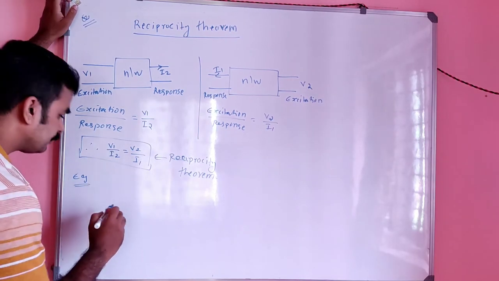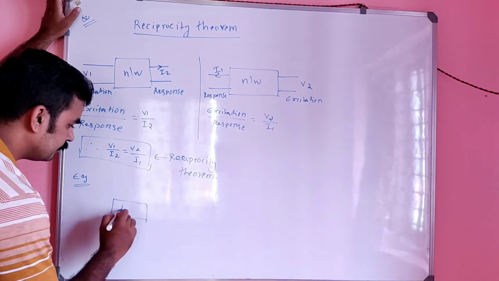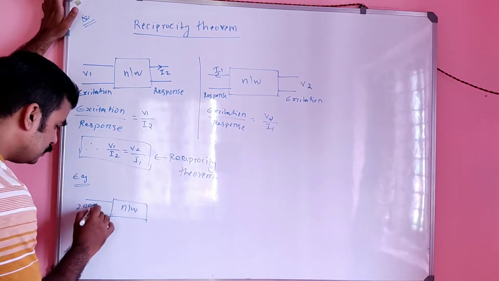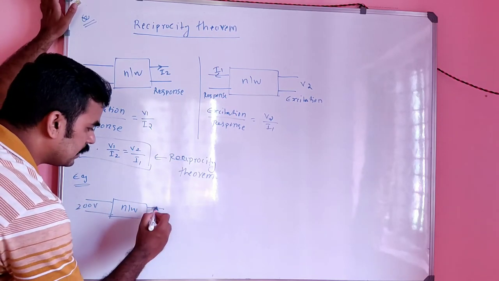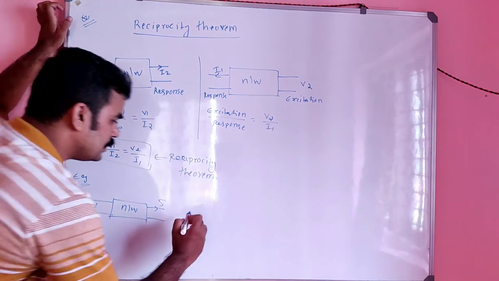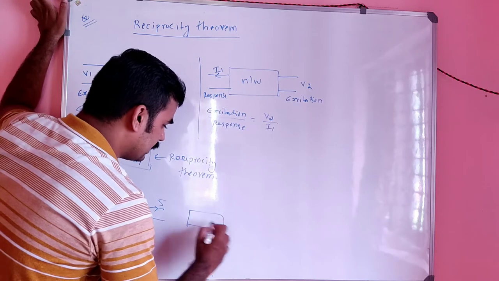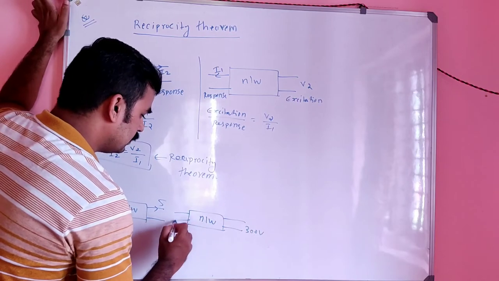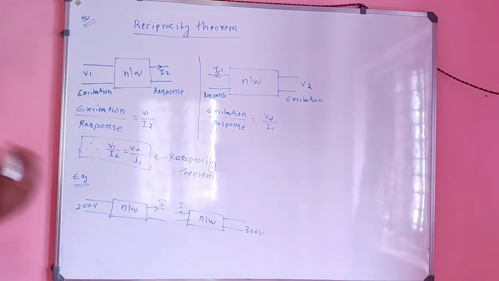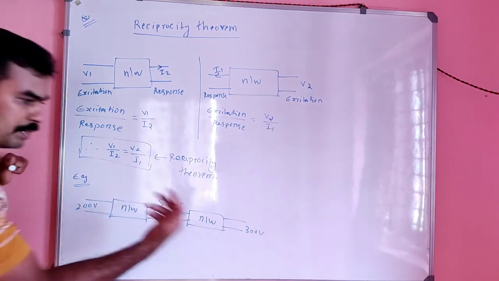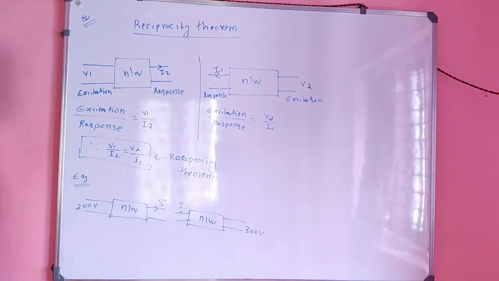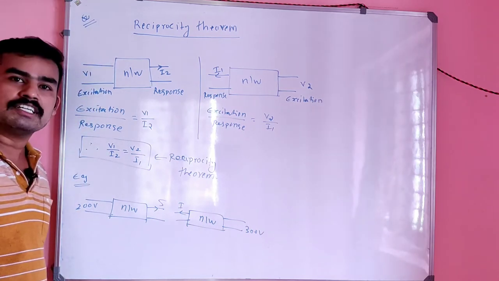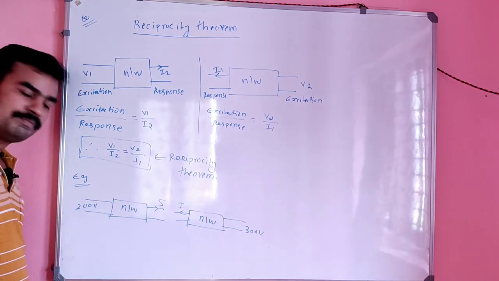Let's take an example. This is a single active source network. I applied a voltage of 200 volt here, and it produces a current of 5 ampere. Consider the same network, and I apply an excitation of 300 volt here. What is I? This question you may expect in your examination, because your examination is supposed to have one-word questions. This is very, very important.